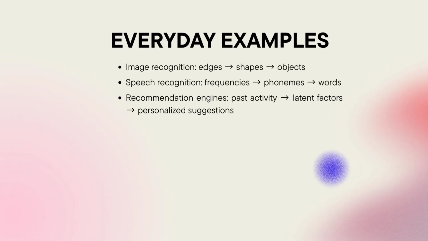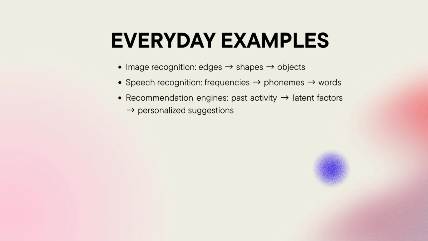We see neural networks at work all around us. In image recognition, shallow layers detect edges, deeper layers detect shapes, and the deepest layers recognize objects like cars or faces. In speech recognition, early layers analyze sound frequencies, middle layers group them into phonemes, and later layers combine phonemes into words.